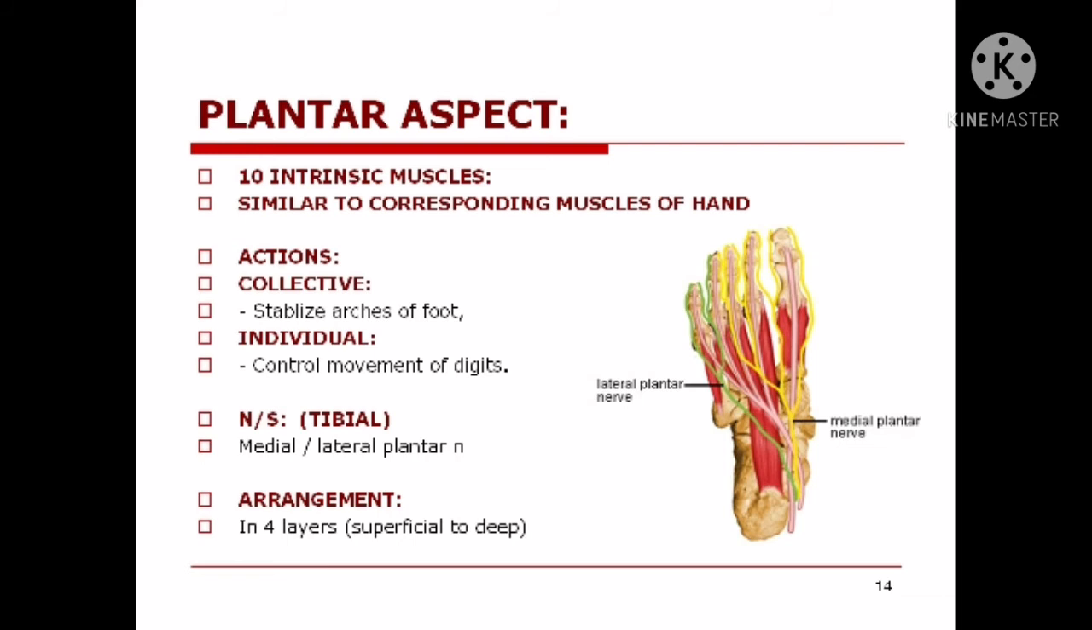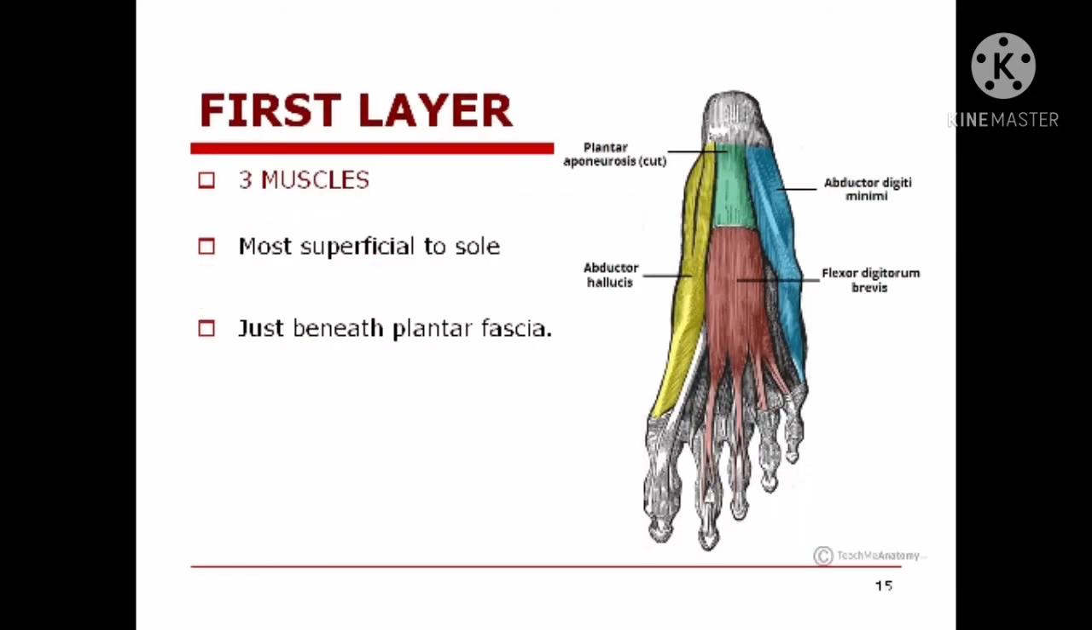Now, the arrangement of the muscles is in 4 layers, and these layers are arranged from superficial to deep. The first layer of the muscles of the sole of the foot is 3 in number, most superficial to the sole, just beneath the plantar fascia. You can see the abductor hallucis, the yellow one, the red one is the flexor digitorum brevis to all digits, and the abductor digiti minimi, which abducts the small toe.